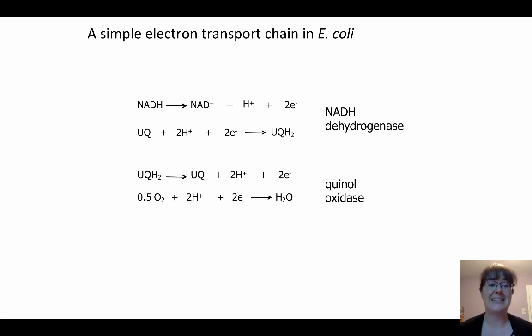But overall, this is a lot simpler. But notice that they're still starting with NADH. They're still ending with oxygen as a terminal electron acceptor. So they are still using a lot of the pieces. It's just a much simpler electron transport chain overall.